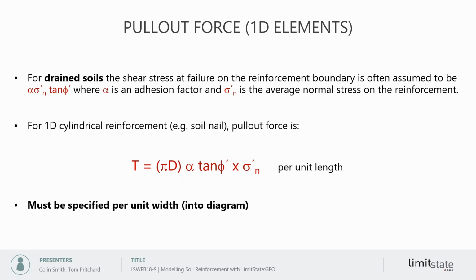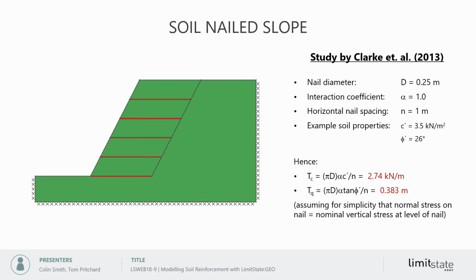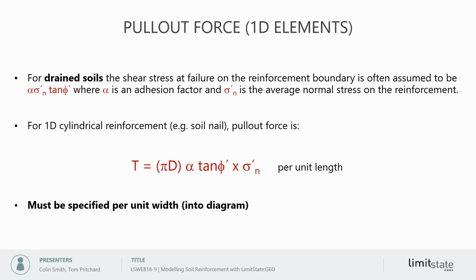Now all of these parameters have to be specified per unit width into the diagram, so that means if you've got one nail per meter, then you put that number in. If you've got 2 nails per meter, then you can double that number, and so on. But it's probably clearest just to illustrate that with the software. So if I just bring that up.